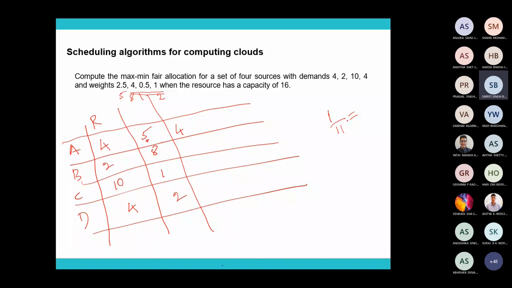So that you distribute. So that is 4, 8 plus 1 by 11, right? And 1 plus 1 by 11, and 2 plus 1 by 11.